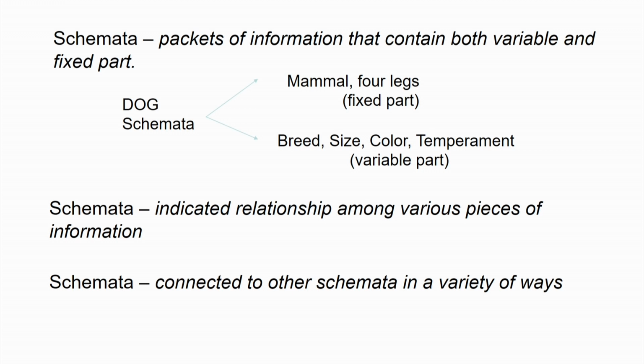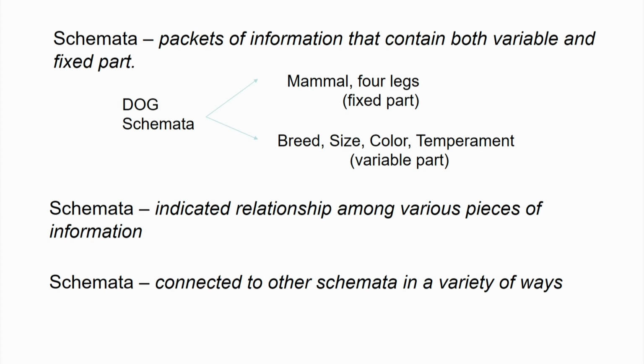So, within dogs, variations could be there, but the fixed part is that all dogs within that particular category or schema should be the same. Also, schema indicates relationships among various parts of information. Now, what do I mean by this? If I am talking about a dog, the dog should have a head, and this head should have 2 eyes only. The tail should not be coming out of the head or the nose.